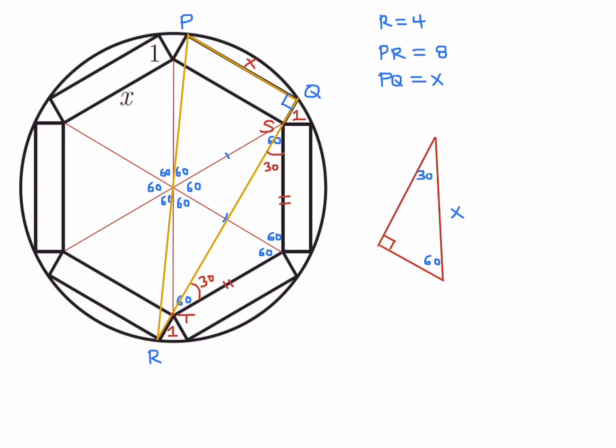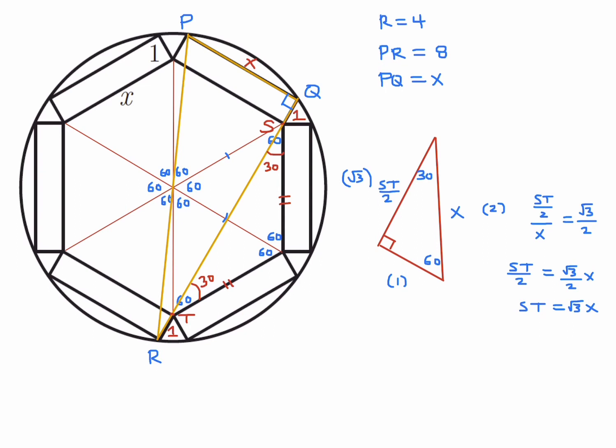This side here, I don't know what it is, so I'll just call it ST over 2. And now 30, 60, 90, the ratio of the sides are 1, 2, and root 3. So we can use that to figure out ST. ST over 2 over x is equivalent to root 3 over 2. So that means ST over 2 is equal to root 3 over 2 x, and therefore ST is equal to root 3 x. And there we go.